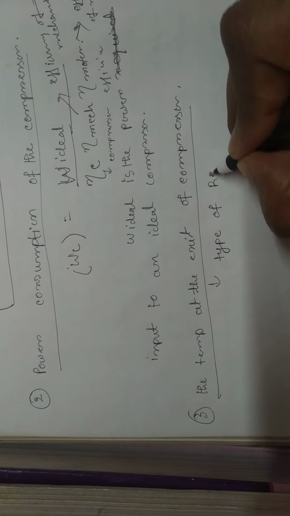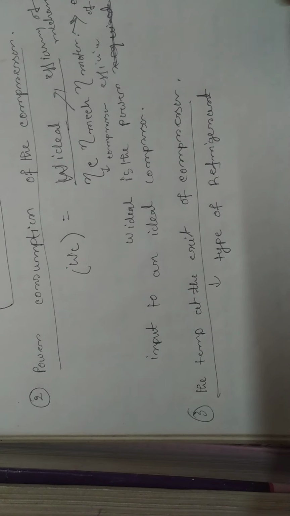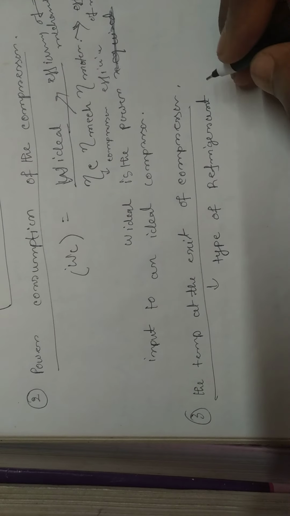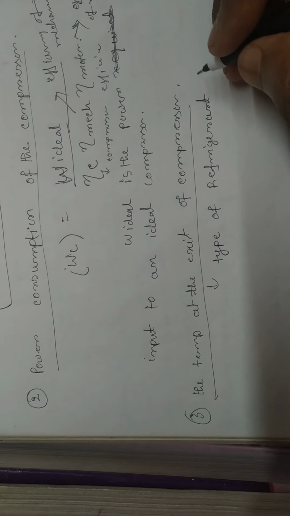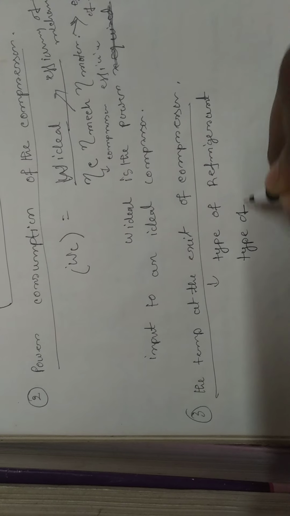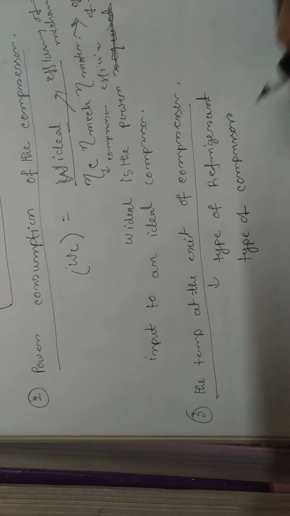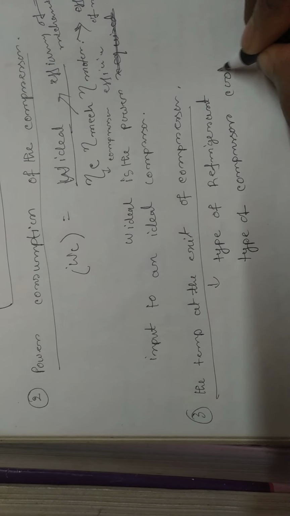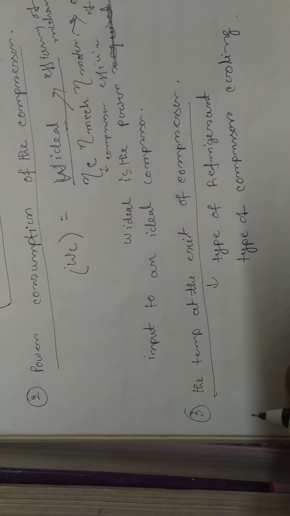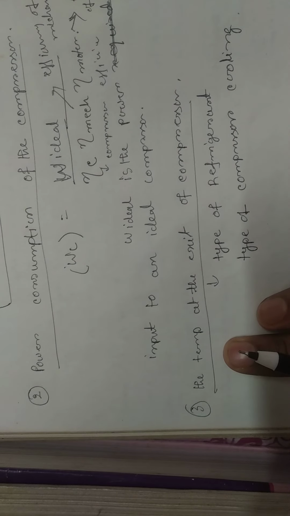We know what a refrigerant is, where it is used, and what characteristics or properties are required for a fluid to be a refrigerant. So the exit temperature depends on the type of refrigerant and the type of compressor cooling. These are the performance parameters. The third is the temperature at the exit of the compressor, and this parameter has a bearing on the life of the compressor.